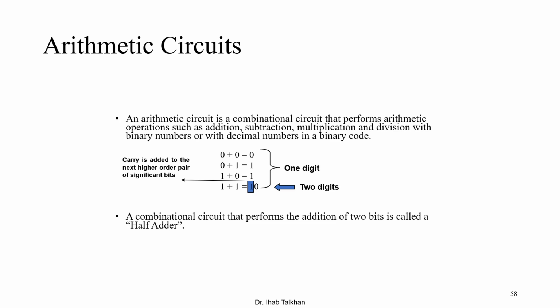A combinational circuit that performs the addition of two bits is called a half adder, because as you remember from the previous lectures, we have to have a third input called the previous carry. The output from 1 plus 1 equals 1, 0: you have 0 and carry 1. Carry 1 will go where? Carry 1 is added to the next higher order pair of significant bits, so this is actually in the second stage. You can have previous carry plus A plus B, which means that you have 3 inputs and 2 outputs in order to get what's called a full adder, and we're going to discuss all that in detail in the next slides.